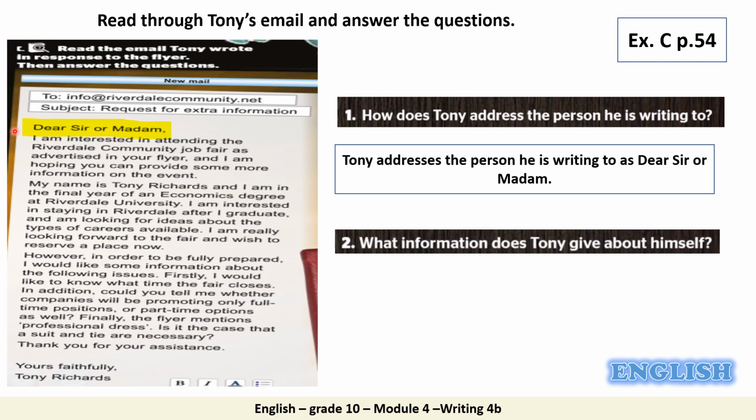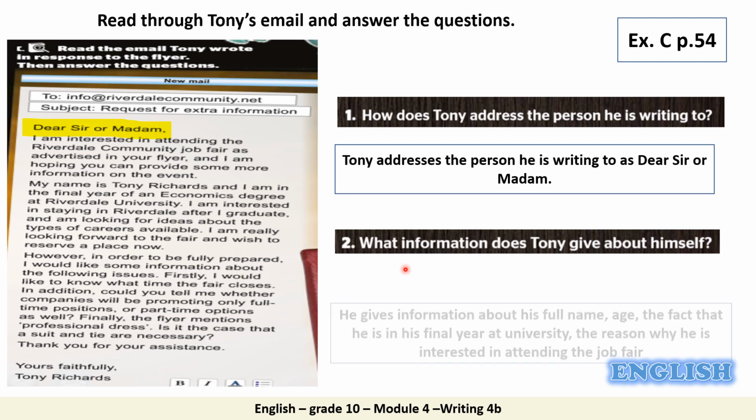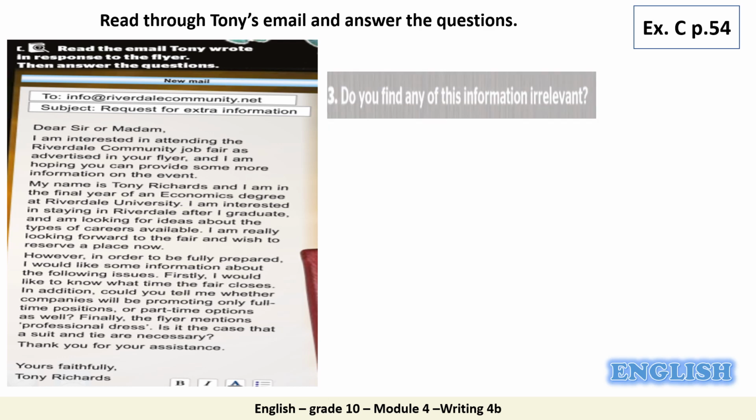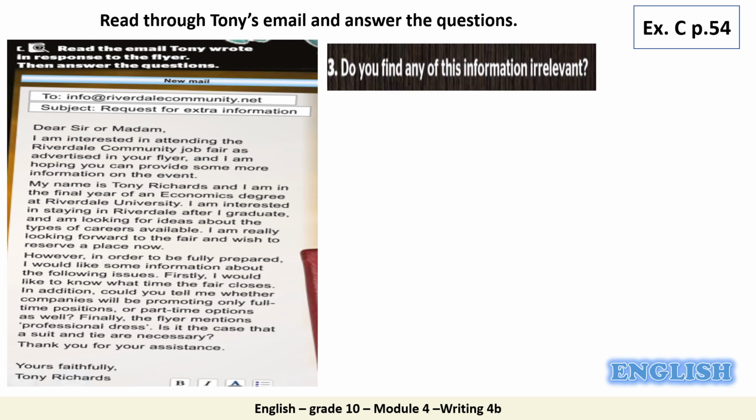How about the next question? What information does Tony give about himself? Pause, check out the answer, and let's see. The answer is, he gives information about his full name, age, the fact that he is in his final year at university, and the reason why he is interested in attending a job fair, and the evidence is right over here. Well done, everyone. Question 3. Do you find any of this information irrelevant? The meaning of irrelevant is not connected with or to something. Pause the video for a minute and try to form an answer.